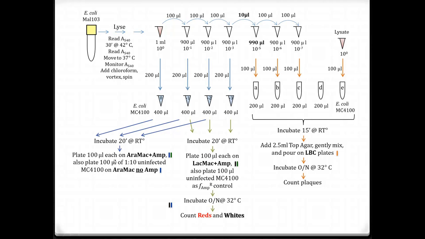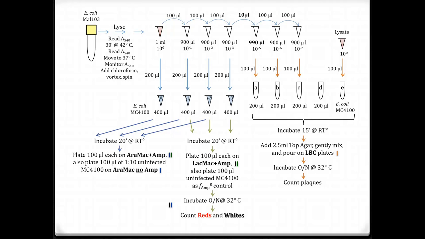You're going to do a control over here too, but it's going to be a little different. We've already tested for ampicillin. Here we need to test for the arabinose. So we have a special plate that has Aramac but no ampicillin. It has a single blue stripe. We keep it separate so that it doesn't get used by accident. So you're going to take some of your MC4100, dilute it 1 to 10, and plate 100 microliters of that on our special no ampicillin Aramac plate. And that's a control to see, can our MC4100 grow on arabinose?